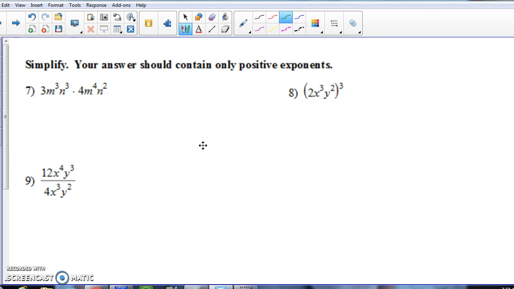Now, properties of exponents only work for exponents. So when you see multiplying, you have those whole numbers 3 and 4. You multiply them like you always have. So when you have 3 times 4, that's definitely true.